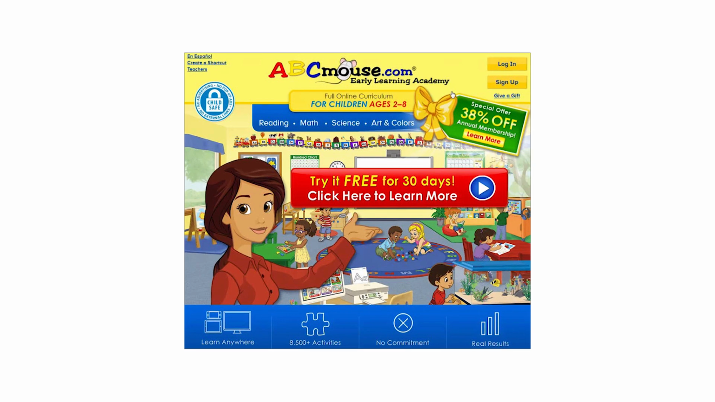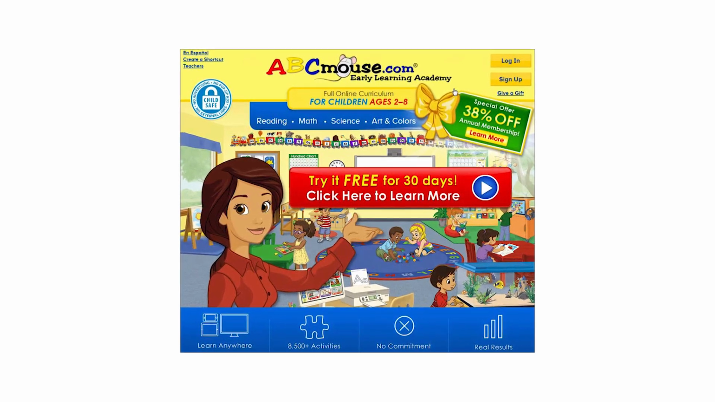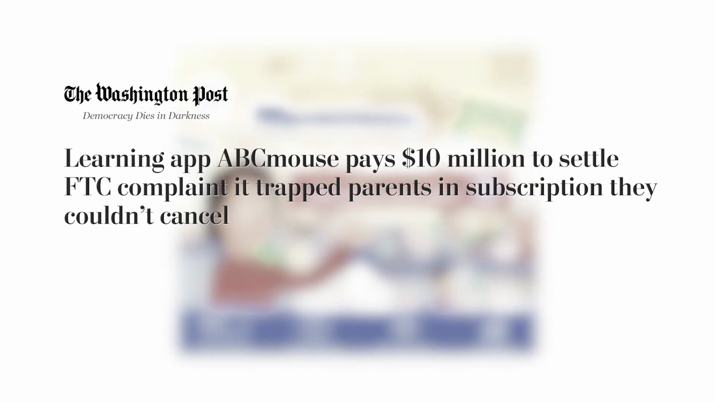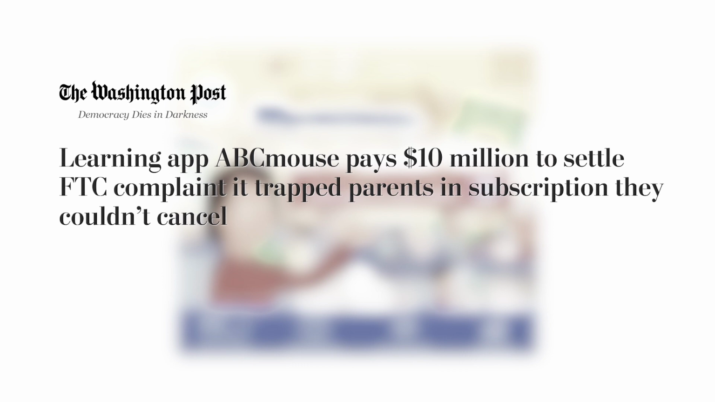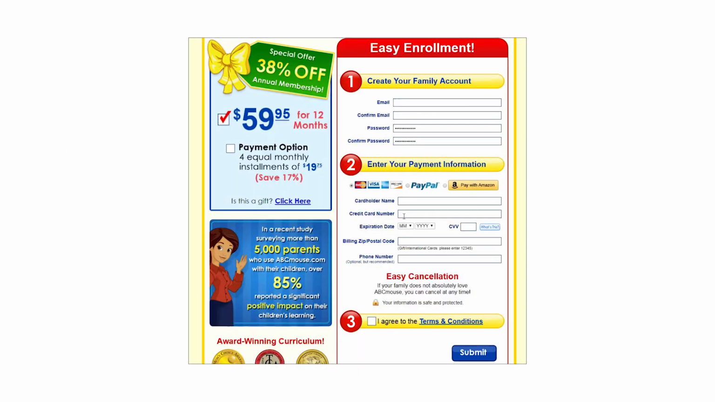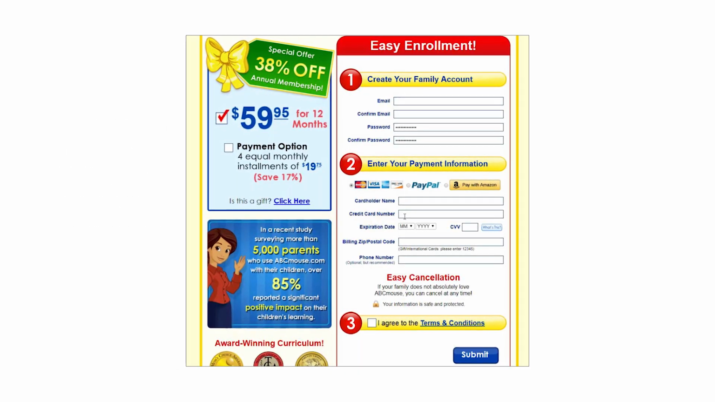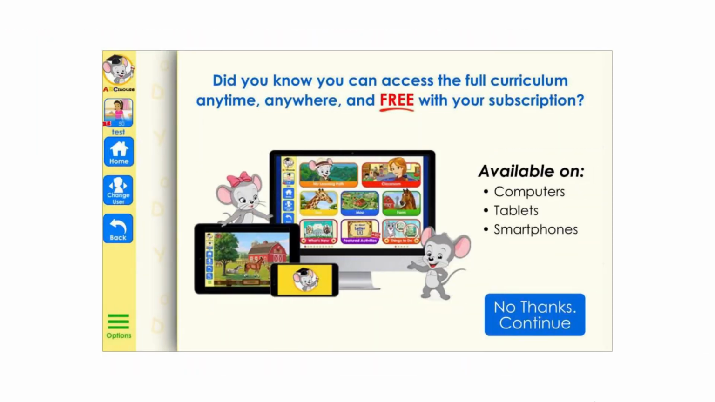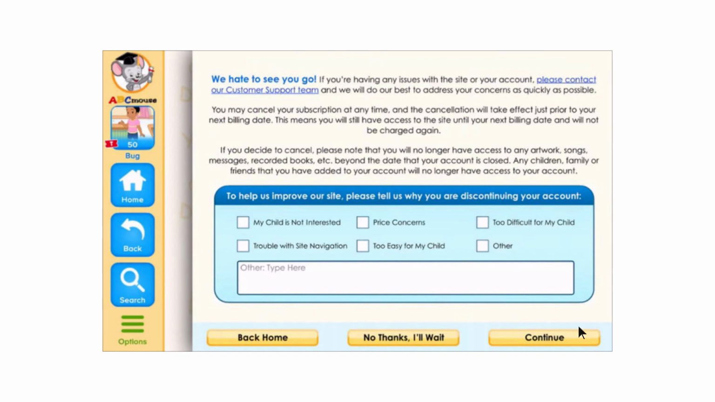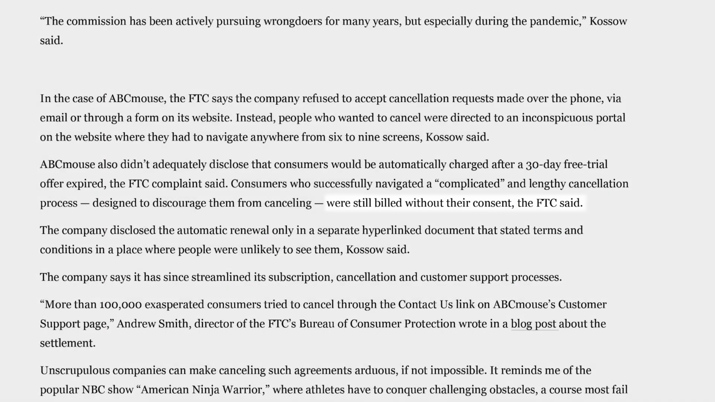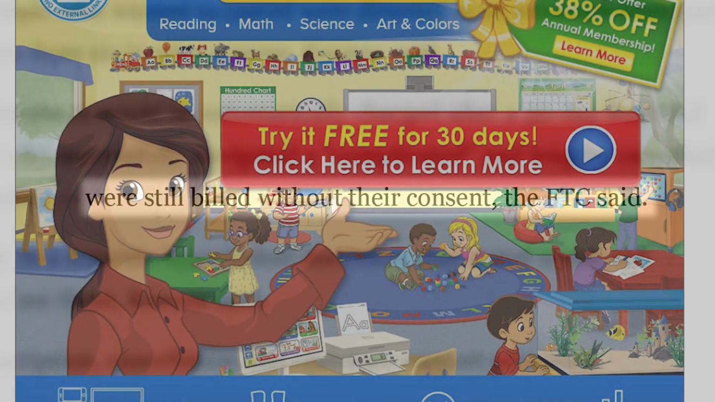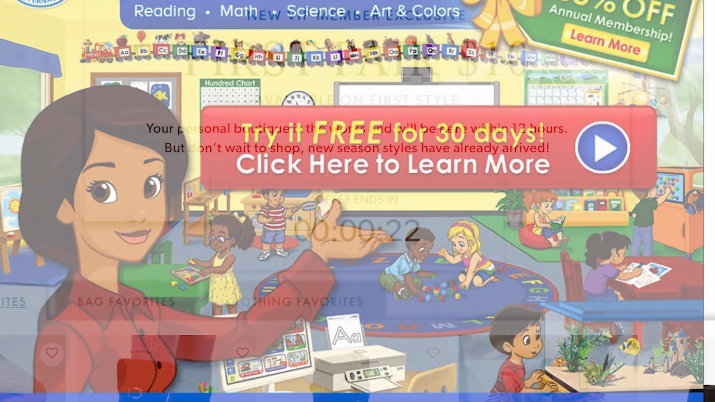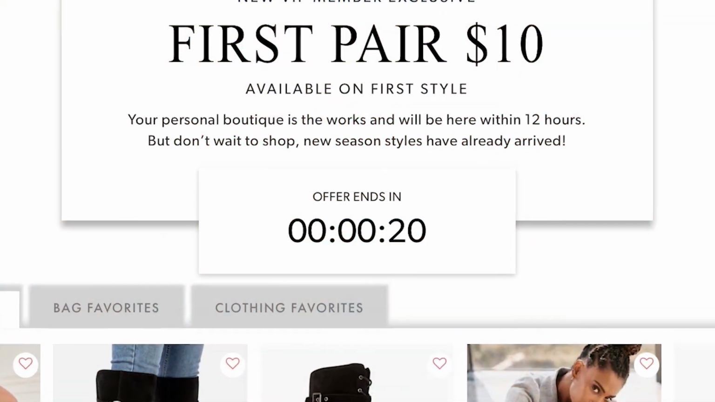Here's another example. The company ABC Mouse was fined $10 million by the US Federal Trade Commission for trapping parents in a subscription they couldn't cancel. ABC Mouse, which provides educational services for children, made it very easy to sign up, but required users to navigate 6 to 9 confusing screens to cancel. Even after getting to the final step, some complained they were still getting charged a fee. Just like the CLICKWRAP, these designs benefit the companies that create them at your expense.